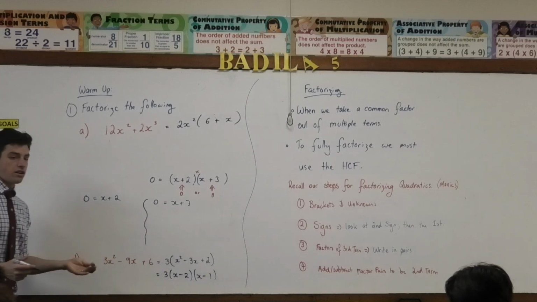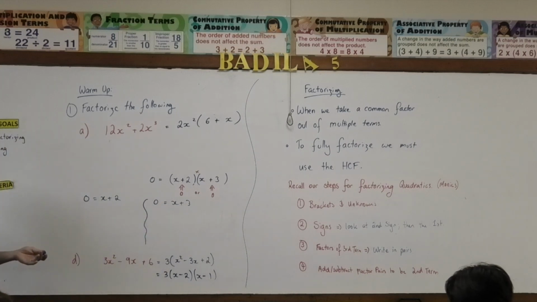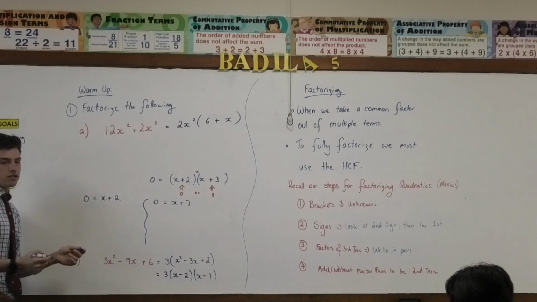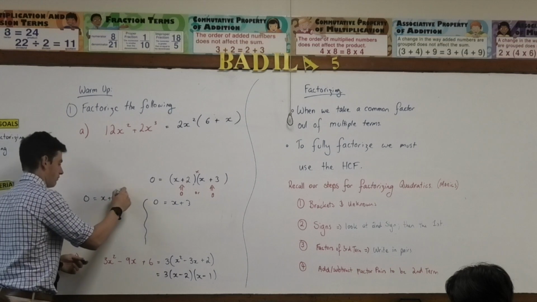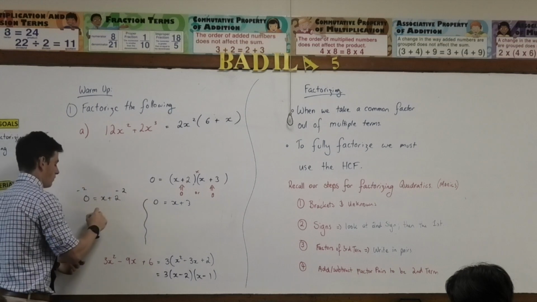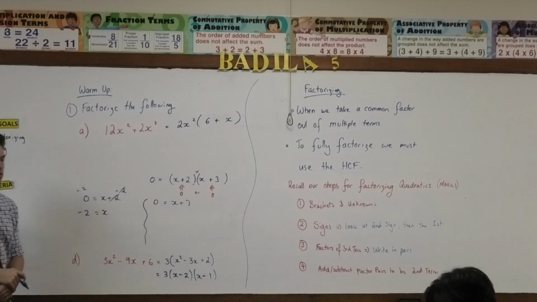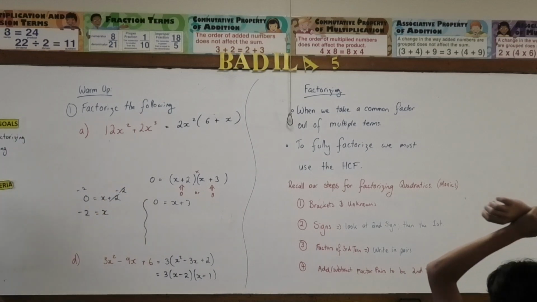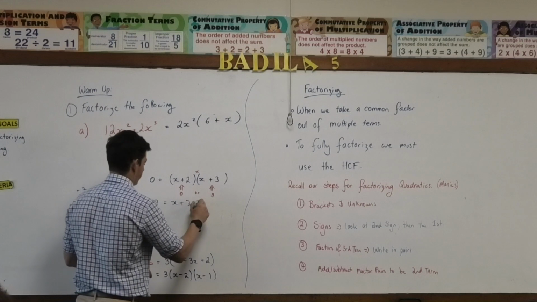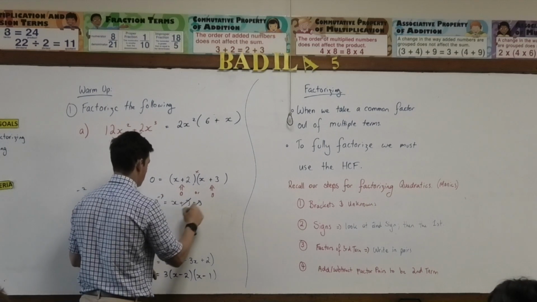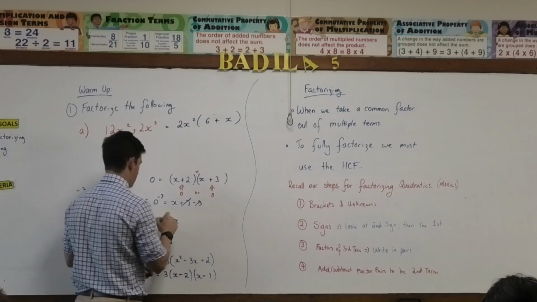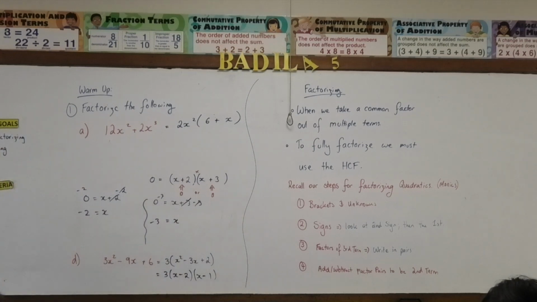What should I do in this scenario? What do I want to do? Get x by itself. So how do I get x by itself? -2. That's what Sophie said, isn't it? Anyone know what we call that? It's got a special name.